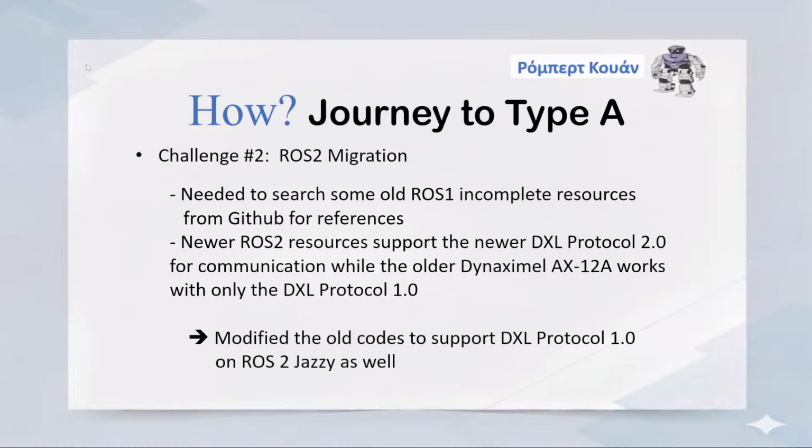And then the newer ROS2 resources support the newer communication protocol, DXL protocol 2.0, instead of the older 1.0, which I needed to work with the older Dynamixel AX-12A motors, which are being used in this Type A robot. As a result, I had to modify some of the driver code to support the older protocol on the ROS2 platform.